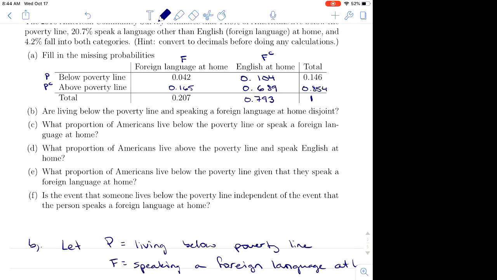Okay. Any other questions about that one? It's tricky, but because we have the table, it's kind of not as much work as it could be. Okay. So, E.